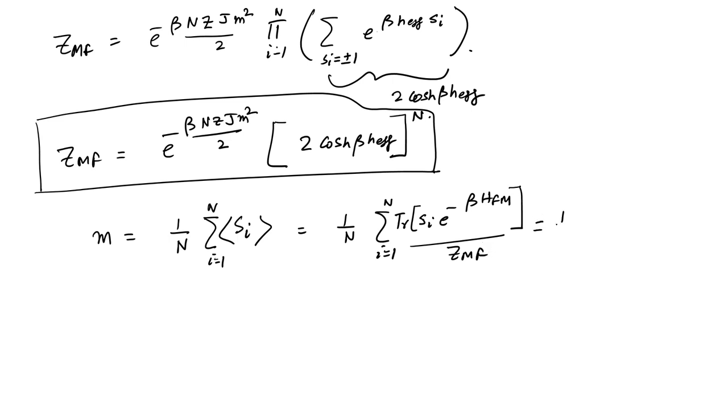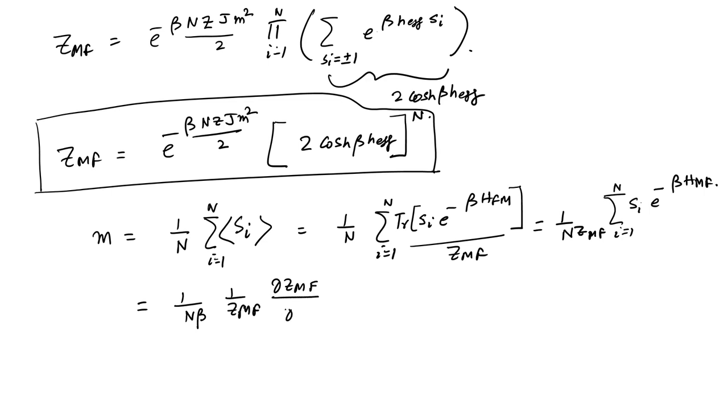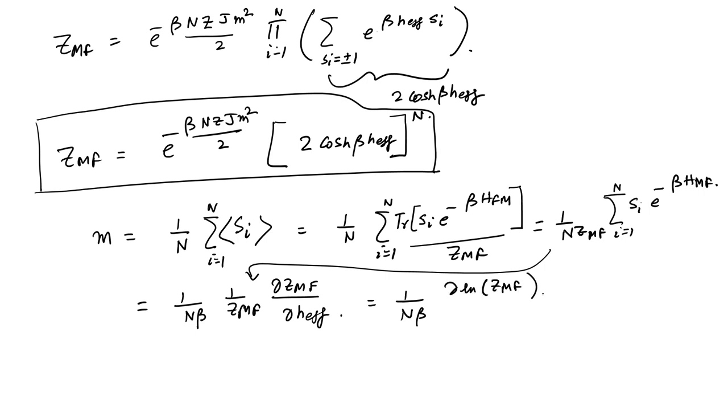And this is again equal to 1 over N Z_MF, and we have a sum i equal to 1 to N, s_i into e to the power minus beta H_MF. And so this can be written as 1 by N beta, 1 by Z_MF, del Z_MF divided by del H effective. And we will show how we can write this, that is, coming from here to here. This is equal to 1 over N beta, del ln Z_MF over del H effective. So let me show this step.